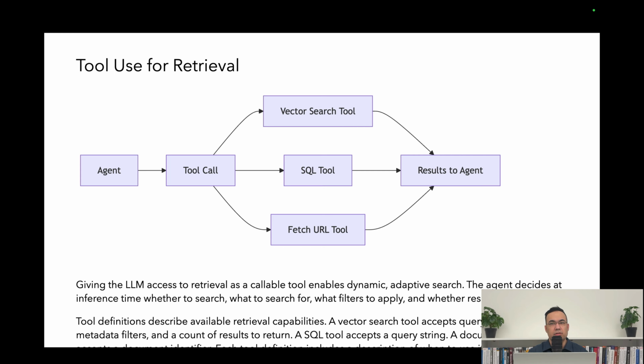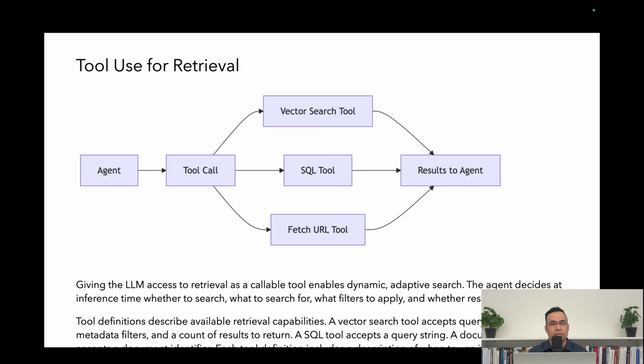The agent generates tool calls as part of its reasoning. When it needs information, it produces a structured tool call with appropriate parameters. The system executes the tool and returns results to the agent. The agent incorporates the results into its context and continues reasoning. This architecture enables capabilities impossible in static pipelines. The agent can search with specific filters based on the query analysis. It can request more results if initial results are insufficient. It can combine results from multiple tool calls. It can decide mid-reasoning that a different search strategy would work better.